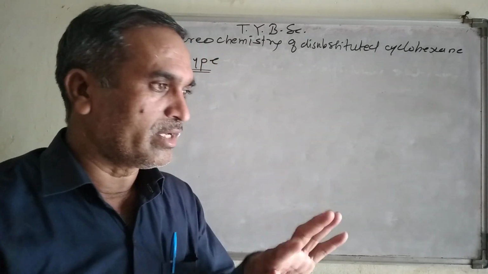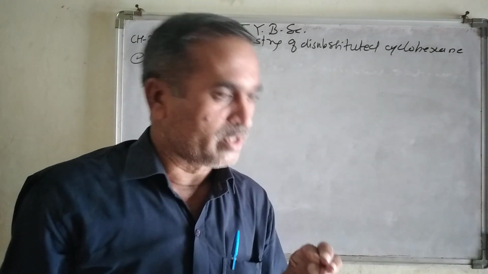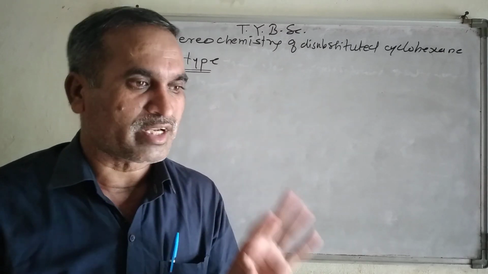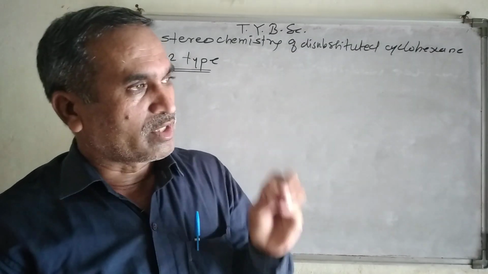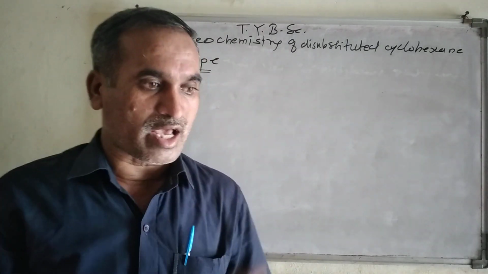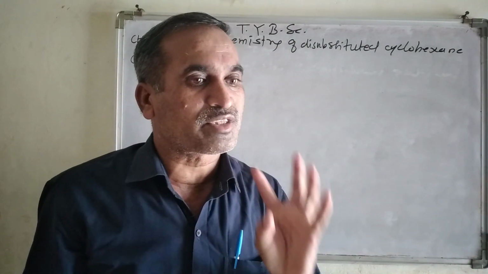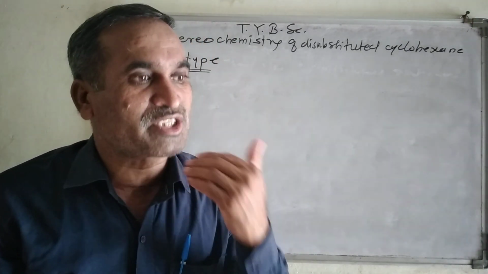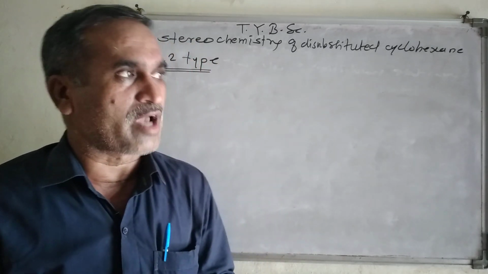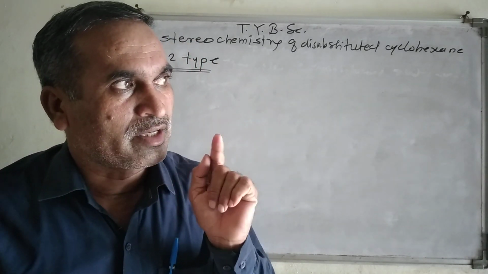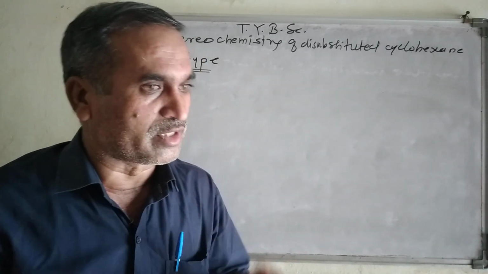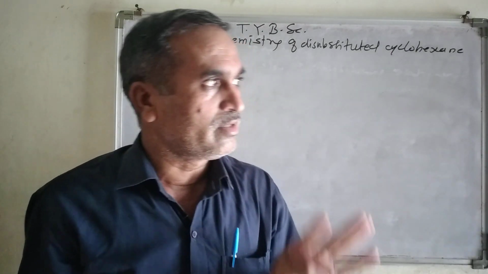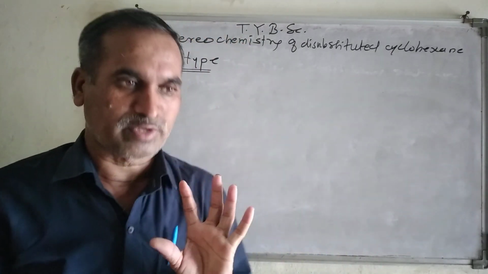How many types are we going to learn? Do you know? Yes. How many? There are 4 types: 1,1, 1,2, 1,3 and 1,4. Because in disubstituted cyclohexane, 4 structural isomers are possible, and depending upon the relative position of the substituents, we have the 4 types: 1,1, 1,2, 1,3 and 1,4 types.